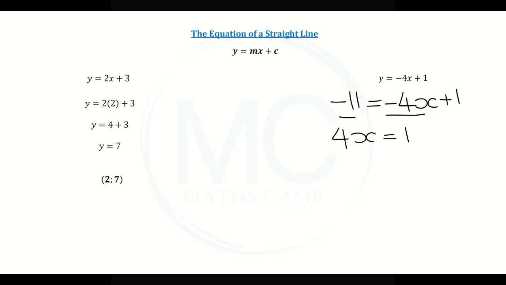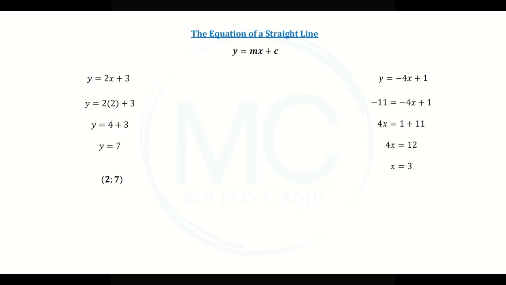Then we move negative 11 across and we get plus 11. Now we have 4x is equal to 1 plus 11, which is 12. To get x by itself, let's divide both sides by 4. And we see that x is equal to 3. This means that on this line, if the y-coordinate of a point is negative 11, the x-coordinate will be 3. And we can make a note of this over here as well.